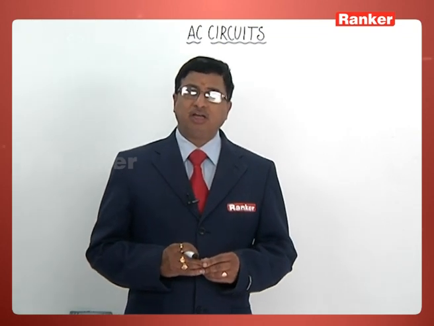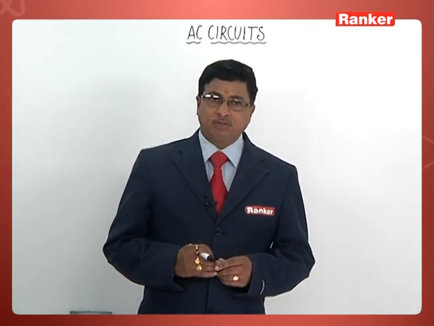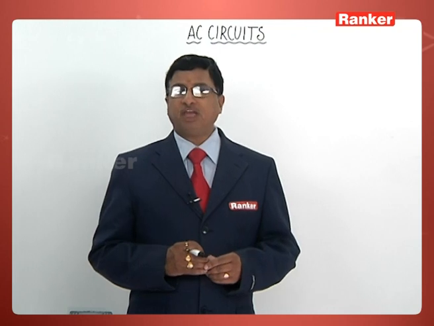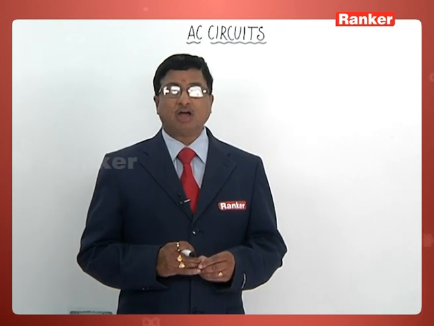AC circuits, when we deal with them, what is alternating current first of all? The current of which the magnitude varies with time and direction reverses at regular intervals. That's what we call alternating current. In the same manner, the EMF of which the magnitude varies with time and changes its direction at regular intervals, that's what we call alternating EMF.